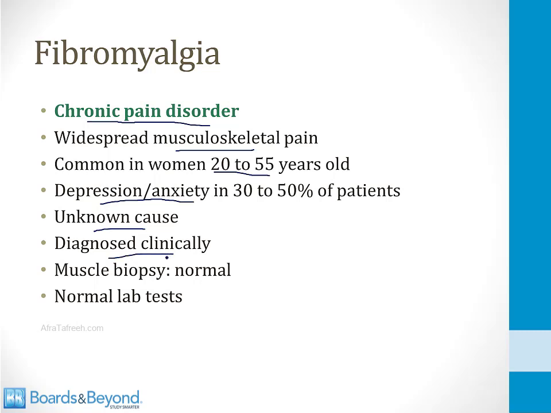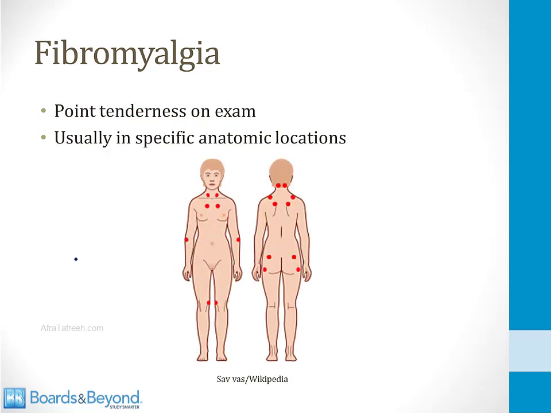There's no muscle biopsy findings. If you do a muscle biopsy on patients with fibromyalgia, it will be normal, and all the lab tests will be normal, including the SED rate, the CRP level, and the CK level. Women who have this disorder usually complain of diffuse musculoskeletal pain that comes and goes. On examination, they classically have point tenderness, usually in specific anatomic locations. Shown on the screen here are some of the classic trigger points for fibromyalgia.